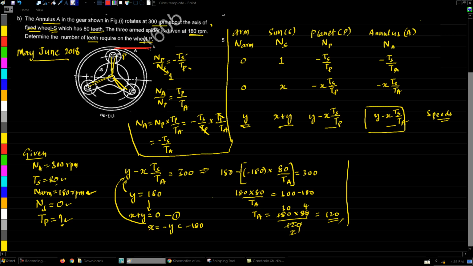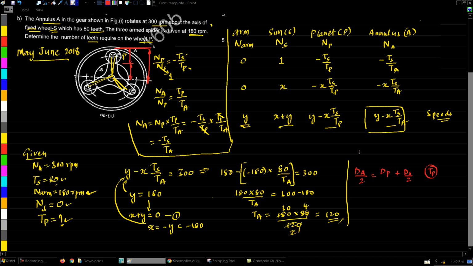Fine. So the distance from this point to this point is half the diameter of the annulus, so diameter of A by 2. And this can also be found in terms of the diameters of P and S. You can see the whole diameter of P is coming here, and below here you can see this is half the diameter of S. So plus half the diameter of S. This is the equation relating the diameters of all the gears that we see in this epicyclic gear train. Now we need to convert this relation between the diameters into the relation between the number of teeth.